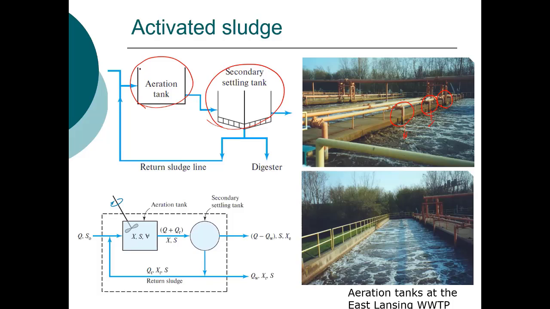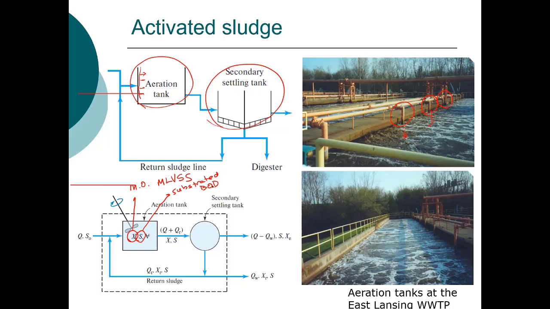So we're adding oxygen along this aeration tank. This X is our mixed liquor volatile suspended solids. So mixed liquor volatile suspended solids is the term we'll use. That quantifies the concentration of microorganisms. S is our substrate. That's the BOD. So that's the amount of organic matter that can be consumed by the microorganisms. V is our volume.